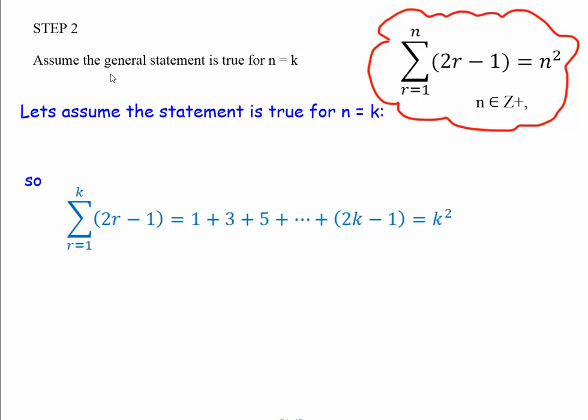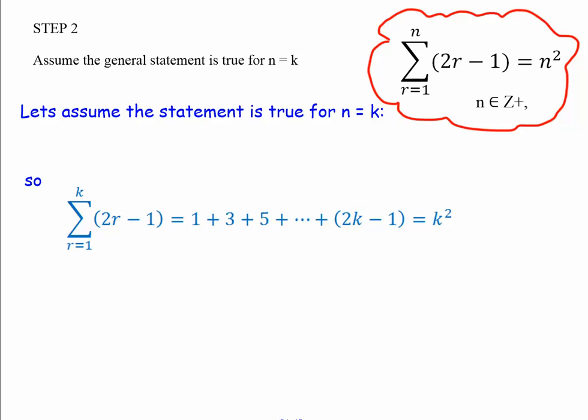So let's go to our step 2. So assume that the general statement's true for n equals k. So this is our general statement here. And let's assume it's true for some integer n equals k. So we've got another statement down here. So sigma 2r minus 1, which is 1 plus 3 plus 5, etc., is equal to k squared.